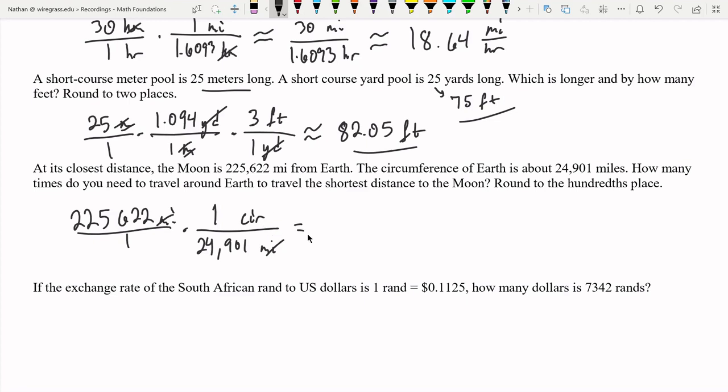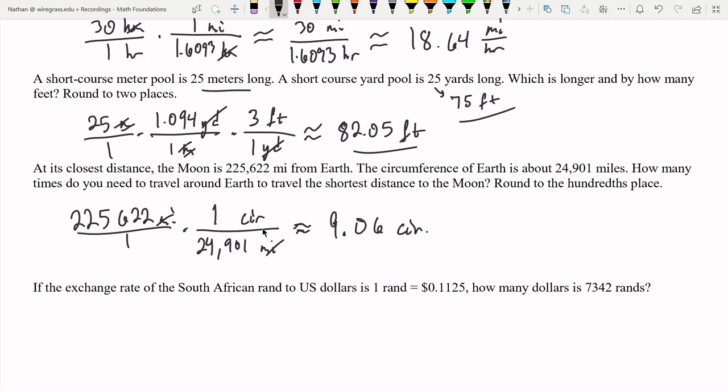So if we make that equal to each other, you can see that we're just going to divide those numbers together. And I get approximately 9.06 circumferences. So in other words, you're going to have to travel around the Earth a little bit more than 9 times along the circumference to travel the same distance as it is from the Earth to the moon on its closest distance. The moon does get further away than this, but that's the closest point that it is.